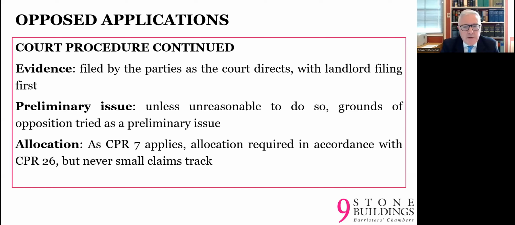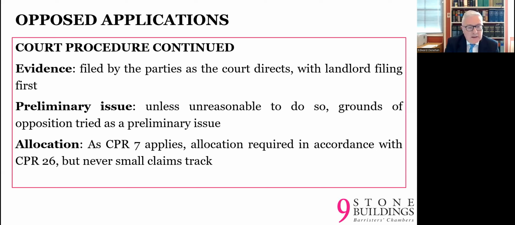Evidence is filed by the parties as the court directs, with the landlord filing first. So that's an amendment to or a variation of Part 7. The landlord must file its evidence first, and that makes sense in a ground of opposition case, because the tenant will then be able to form a view whether the landlord's got a strong case or a weak case, and maybe avoid a trial at all. The tenant takes the view that it had better just take its compensation and run.